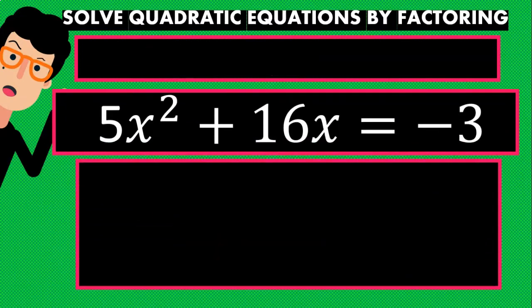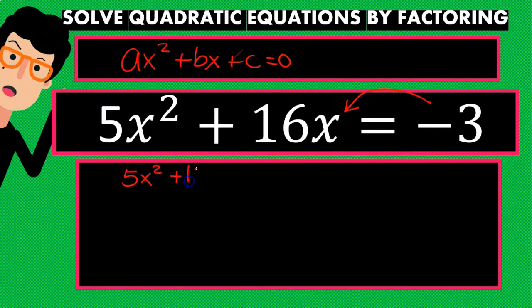So the next problem is 5x to the power of 2 plus 16x is equal to minus 3. Now, you have to recall, guys, that whenever we do these problems, we have to find the standard form, ax squared plus bx plus c is equal to 0. So c is the independent term, so that is going to be the minus 3. So we have to switch it and move it to the left side. So the formula is 5x squared plus 16x plus 3 equal to 0, correct?